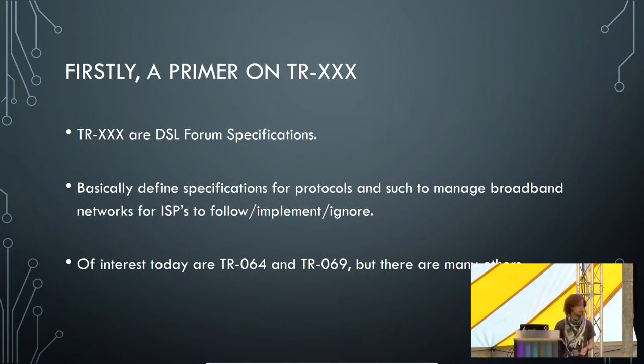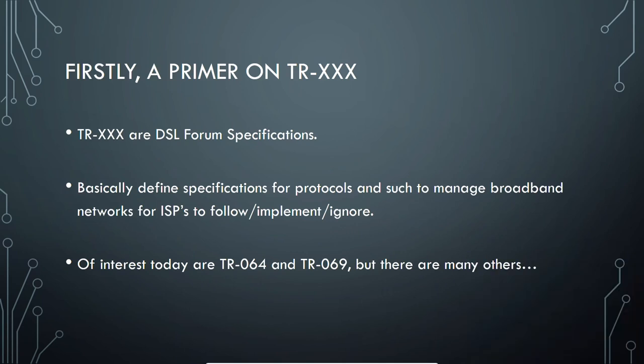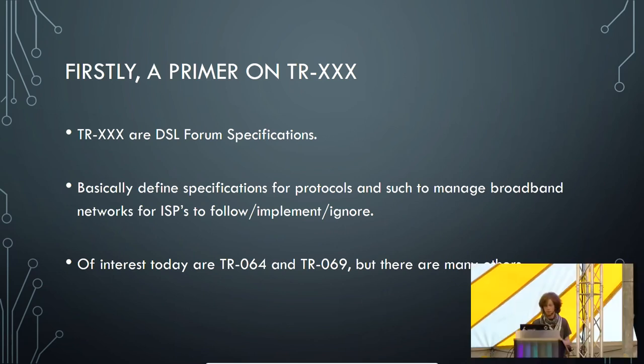So firstly, a primer on what TR-whatever-number means. They're specifications put out by the DSL Forum, which is an industry working body of internet service providers who come together and come up with these really stupid protocols to try to make interoperability and compatibility so everything works together. Of course, none of it works because it's all designed by committee. They try really hard, and the two I'm going to be talking about are 064 and 069. There are a whole bunch of others. They're all disgusting in their own special and unique way, and I'm fairly sure they all involve XML somewhere.